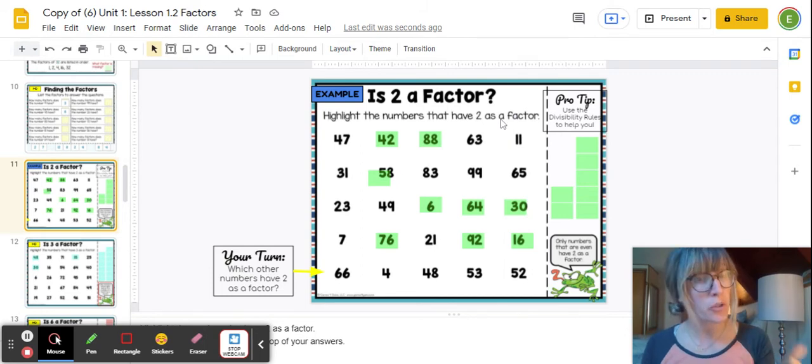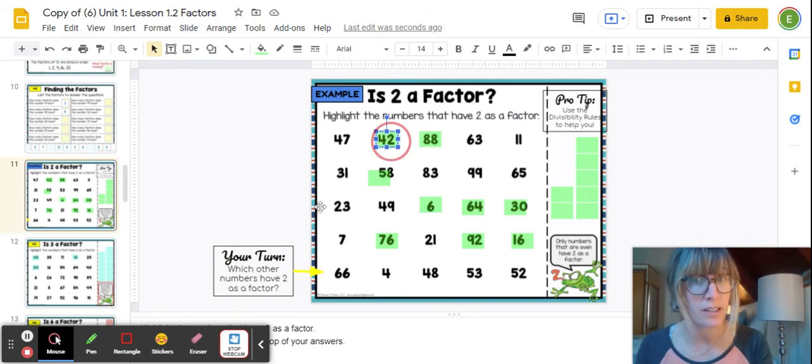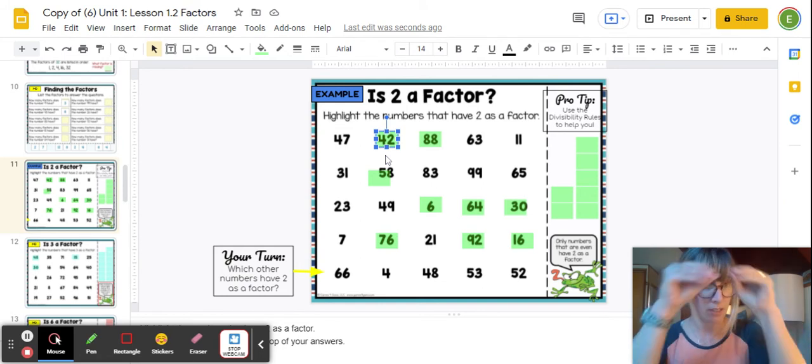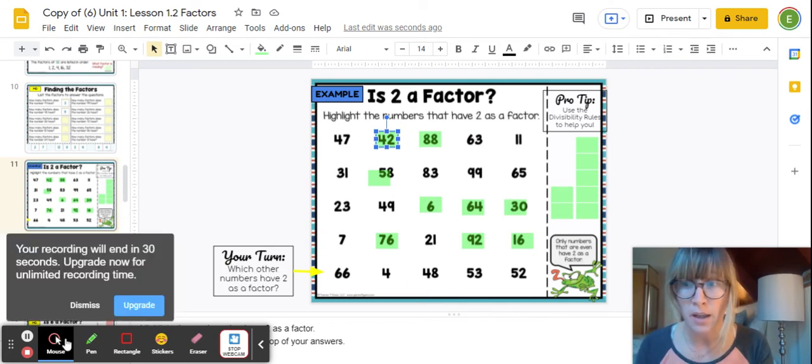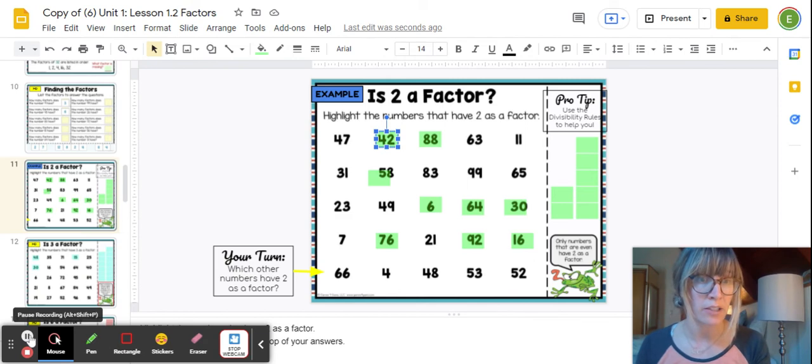So what we know about 2s is if it ends in an even number, right? If your target number, in this case, let's say 42, ends in an even number, we know 2 will be a factor, right? You'll be able to do 2 times something to hit 42. So your job here, you can see I've done some examples. Your job here is to find the other ones in this row that have 2 as a factor.